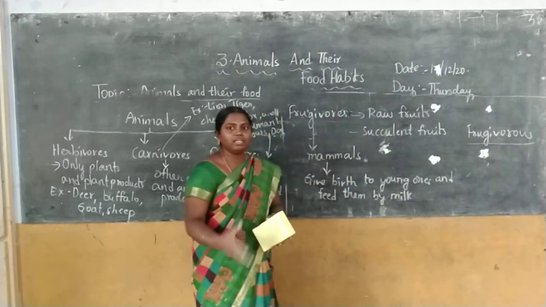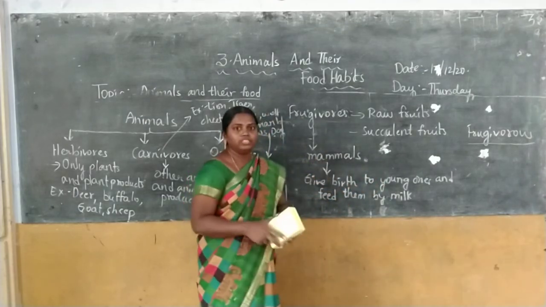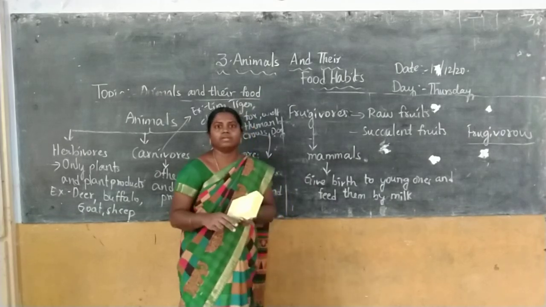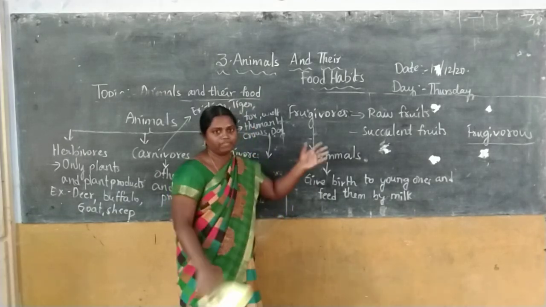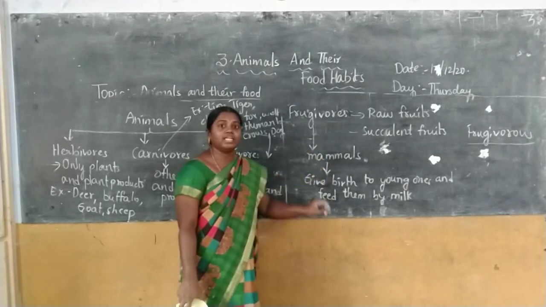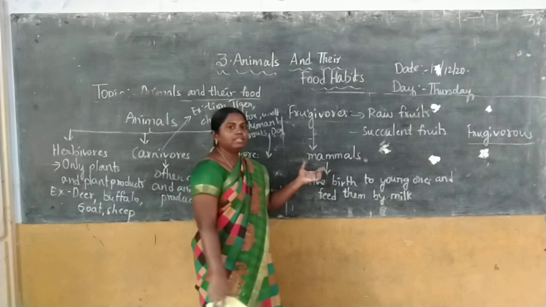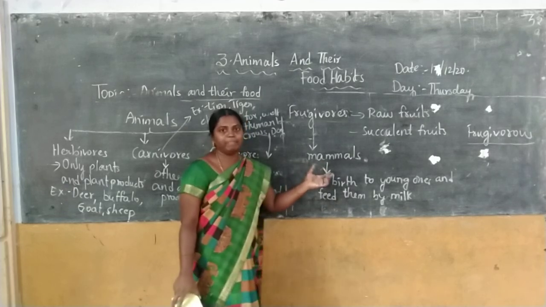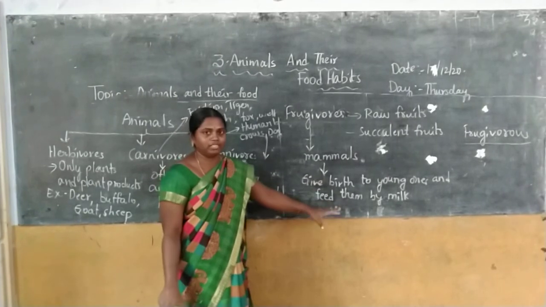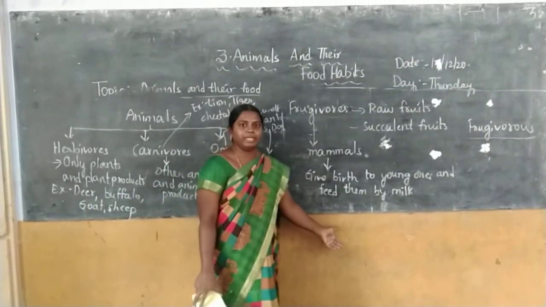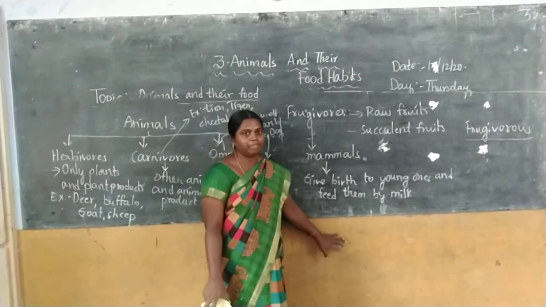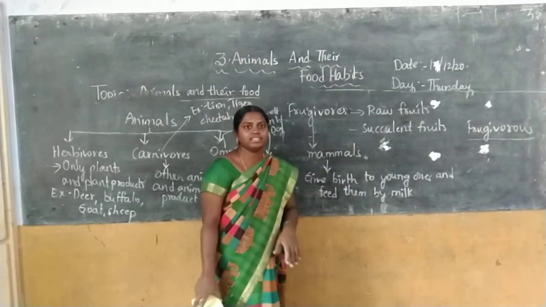everything. What is the meaning of succulent? Means juicy. Have you seen that watermelon? When you cut open that watermelon, it is juicy inside. That type of the fruits, they are called as succulent fruits. So these fruits are eaten by which kind of the animals? Means the mammalian animals. Mammals are the animals that give birth to their young ones and they feed their babies with the help of the milk. So almost all these kind of the animals, they are called the frugivorous animals.